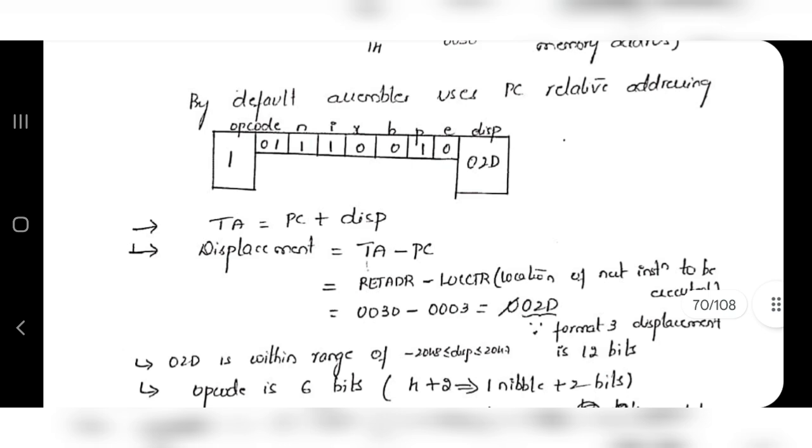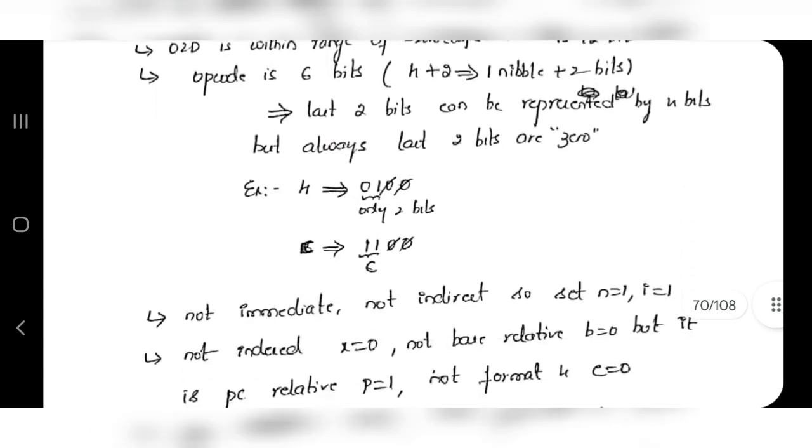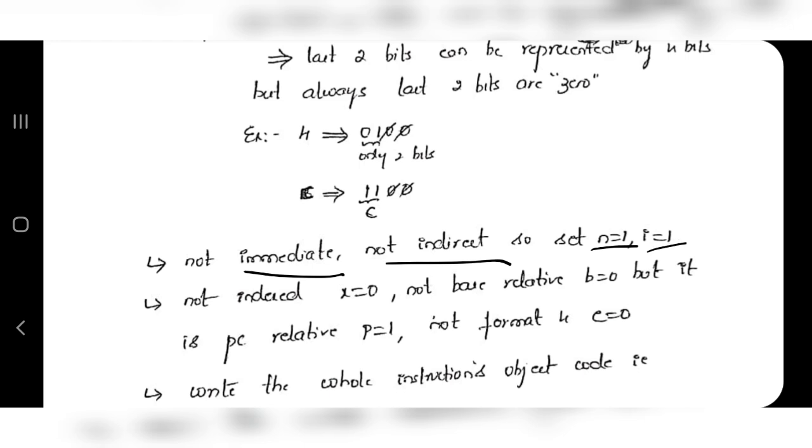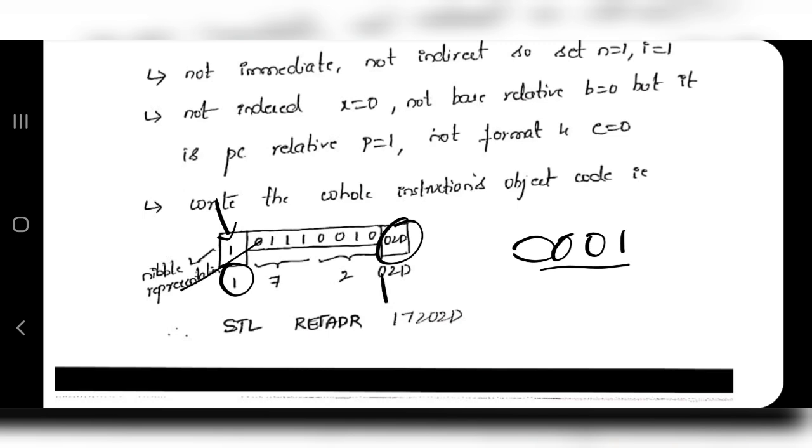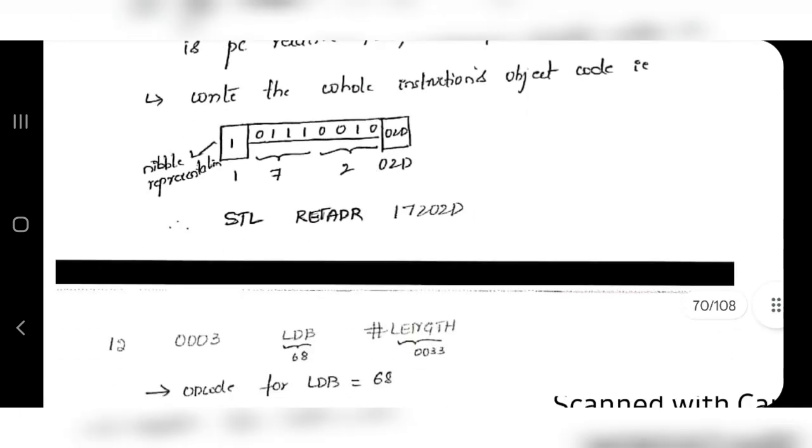Whatever answer you get here, take 4 bits at a time. Sorry, it's not immediate and not indirect, so n is equal to 1 and i is equal to 1. So the object code will be this one. This represents 4 bits, because you remember 0001 we had taken, so that will be taken as such. This also represents 4 bits, so that also will be taken as such, and this will be taken in pairs, 4 and 4, so it will be 72. So the object code for this line is 17202D.